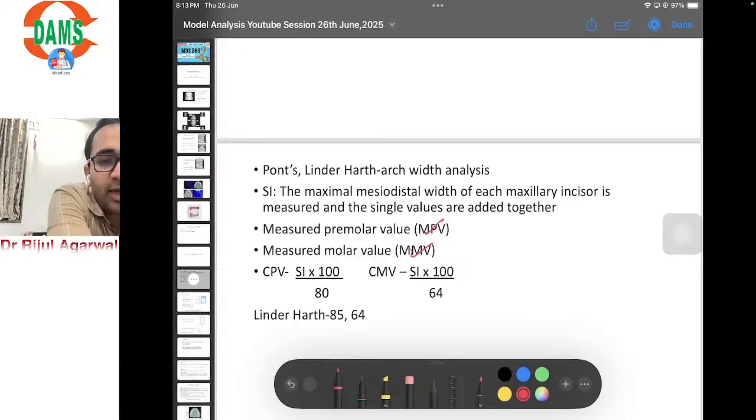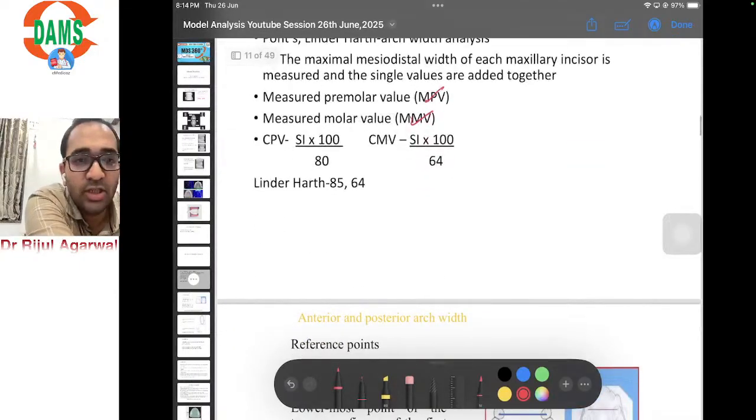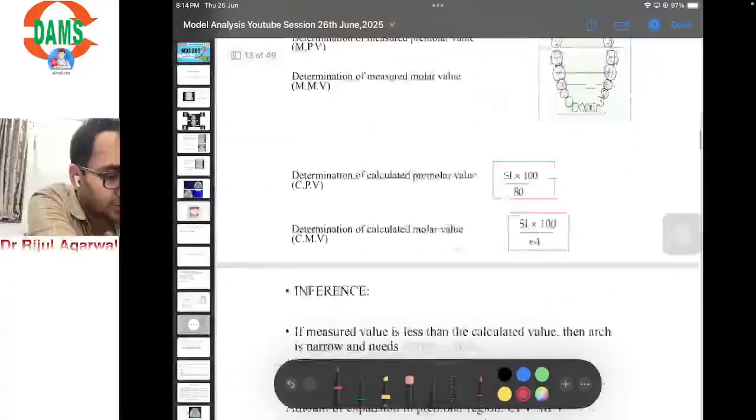Next we determine the calculated premolar and calculated molar value. How do we do that? From this formula. According to Pont, it is sum of incisors into 100 divided by 80, and according to Linderhardt it is sum of incisors into 100 divided by 64. Linderhardt later on modified it. He changed the denominator for calculated premolar value from 80 to 85. Based on his research, he said that not 80, it should be 85. That was the only change between these two analyses.